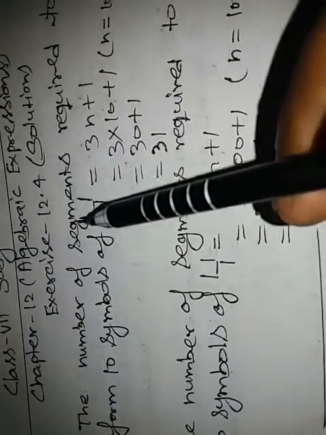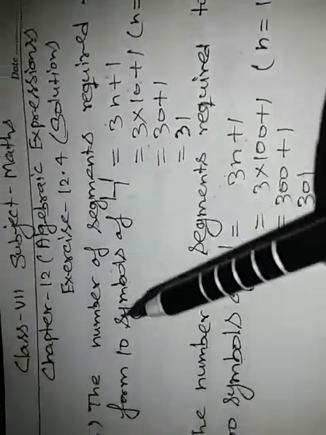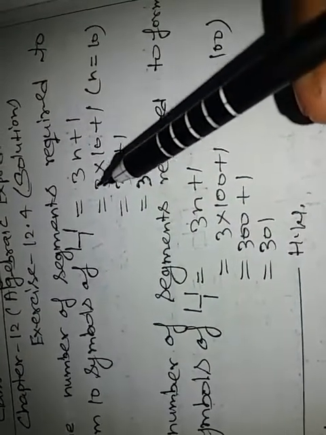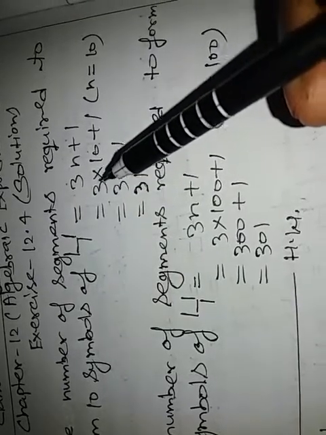Now part B: the number of segments required to form 10 symbols of 4. The pattern is 3n plus 1, and n is equal to 10 symbols. So write 10 in place of n. 3 into 10 plus 1, 3 tens are 30, plus 1 is equal to 31.